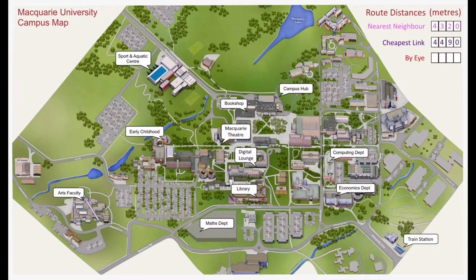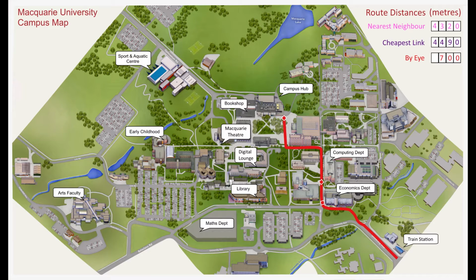JJ studies the 2 routes and can see both of them double back on themselves in places, making them longer than they need to be. He's pretty sure he can find a shorter route just by eye. Here's his attempt. Just like the nearest neighbour, he starts at Macquarie Uni train station. Then he chooses the economics department, the computing department, and the campus hub. This is looking good so far, 700 meters. In fact, the route is almost forming itself.